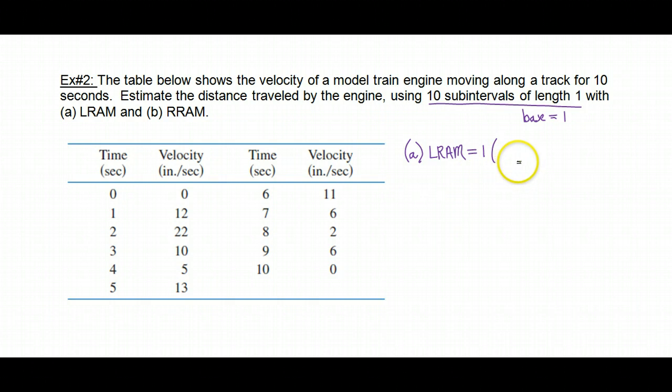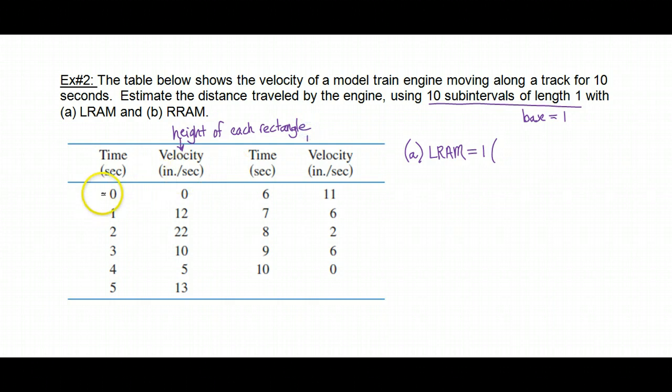Now, this is really nice. It's actually a lot easier than the last problem because there's no function. We just look at the result. The velocity is going to tell us the height of each rectangle. So we just have to choose the values.